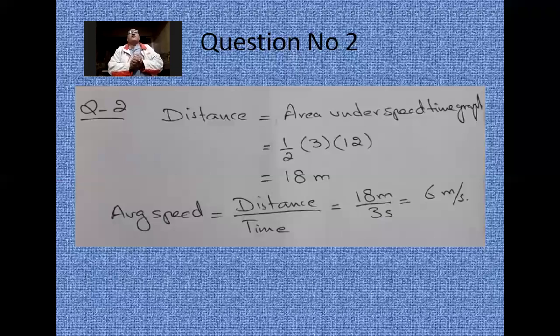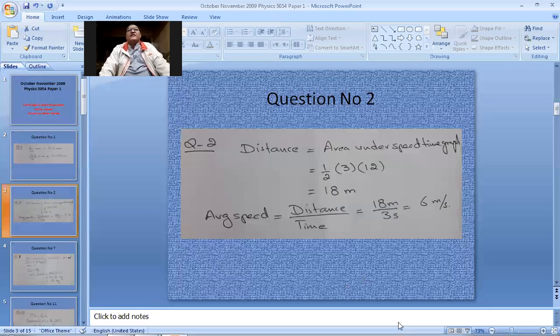So average speed we can find out by using the formula. Average speed is equal to distance divided by time, and that will be 18 meters divided by 3 seconds, and that will be 6 meters per second. So the average speed will be the total distance traveled divided by total time, and it's 6 meters per second.